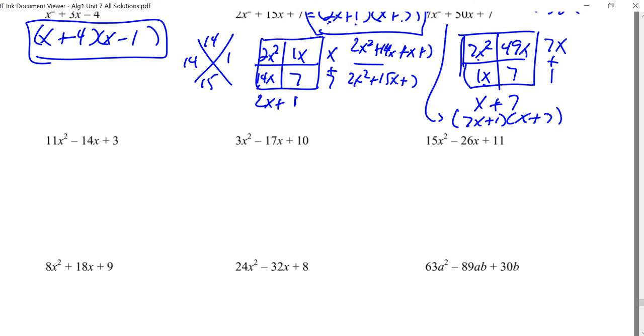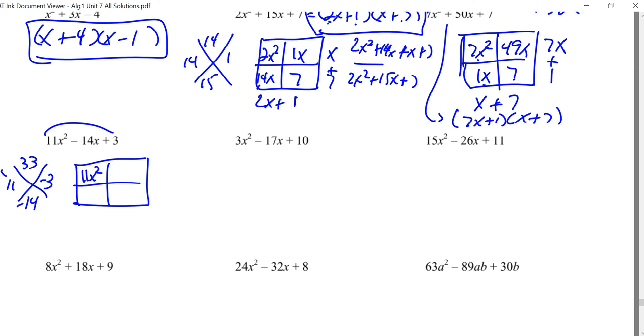Let's try it again. Make an x. 11 times 3 is 33. Negative 14 goes there. So I need the factors of 33 that give me negative 14. And they're both negative. How about negative 11? Won't let me make a negative there. And negative 3. So I make the box.